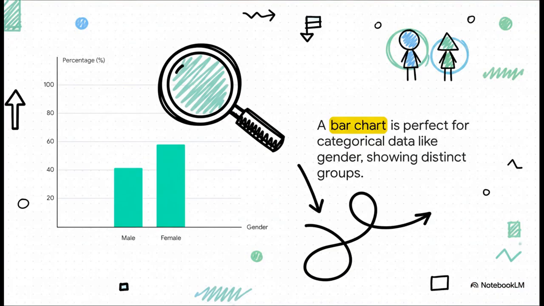For our nominal data, like gender, a bar chart is absolutely perfect. I mean, look how clean that is. We've got 2 totally separate, distinct bars, one for male, one for female. You can see the distribution instantly. This is exactly what you want for categories.